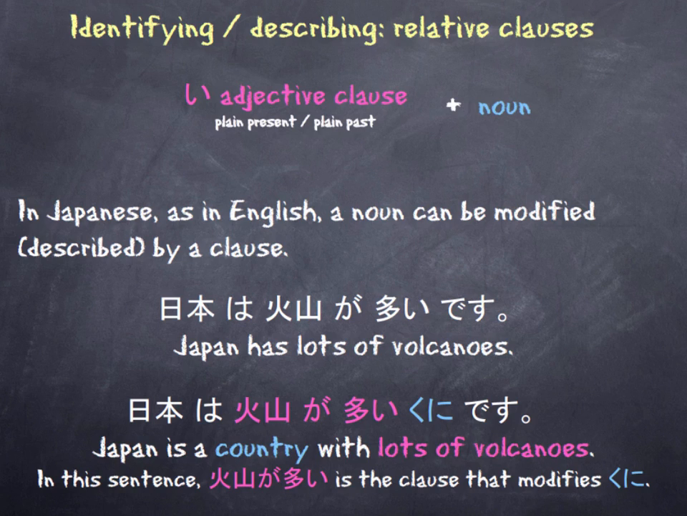For example, Nihon wa kaizan ga oi kuni desu. So in this case, the difference is that we've inserted the word country, which is kuni, into the sentence after oi. So in this sentence, kaizan ga oi is the clause that modifies kuni.